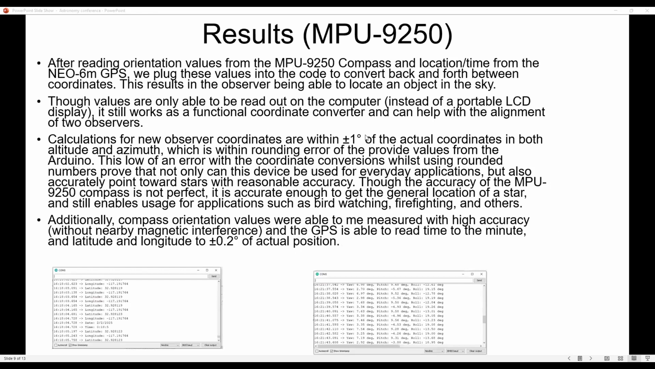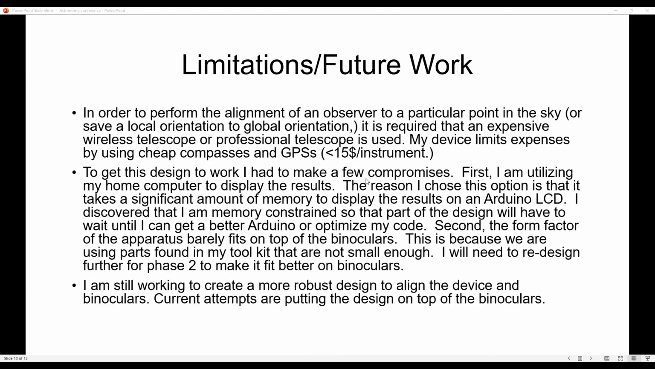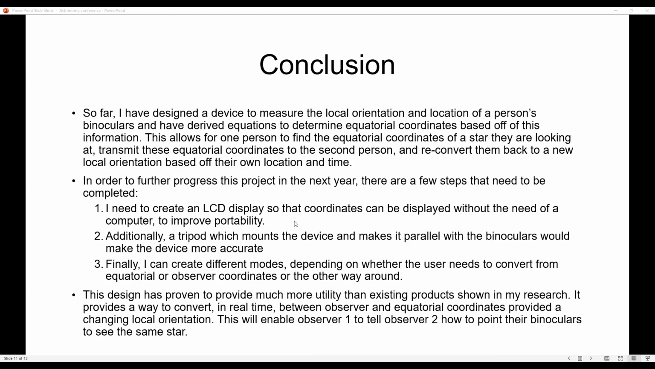I think I forgot to insert my results for my error. But with the MPU9250, the total system error, when I tested it out in the field, can get your second observer to look within 5 degrees roughly of your star. So it is a little bit inaccurate, but I was using cheap parts, and I think this is a good proof of concept. And I think that's about it. I said everything in the conclusion.